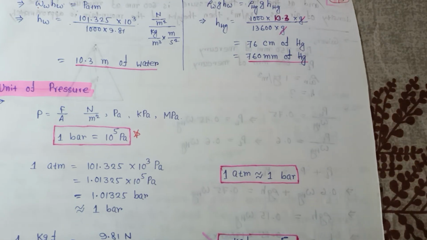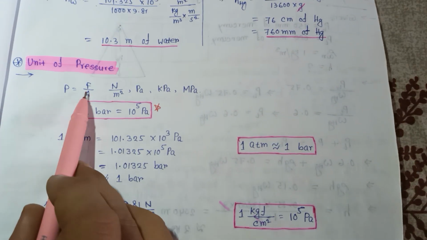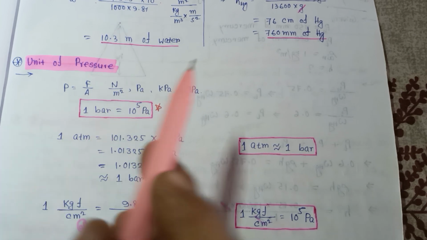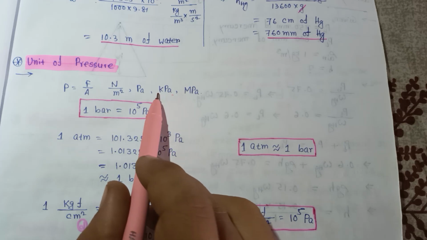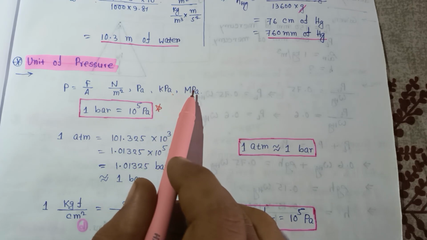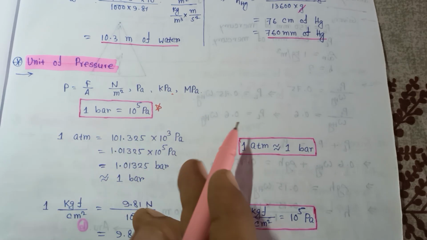Now we will understand the unit of pressure. Pressure is force per unit area, that is Newton per meter square, which is known as Pascal, and it may be in kilopascal, so you have to multiply it by 1000, and it may be megapascal, you have to multiply it by 10^6. So 1 bar is equal to 10^5 pascal. That is very, very important.